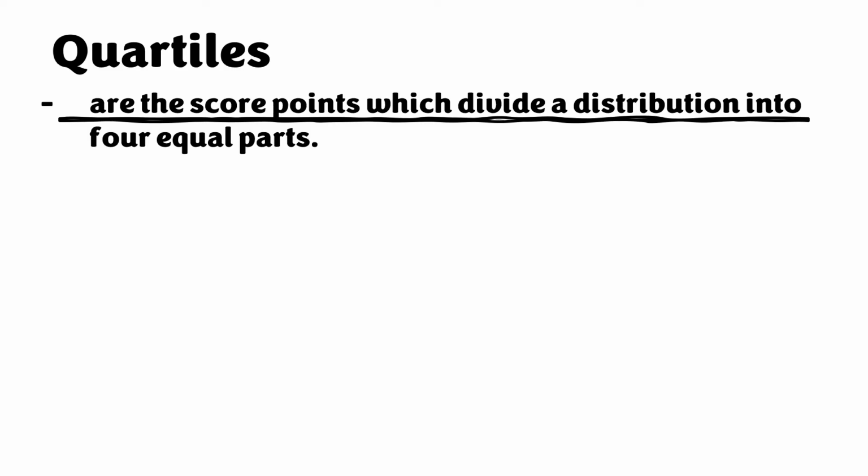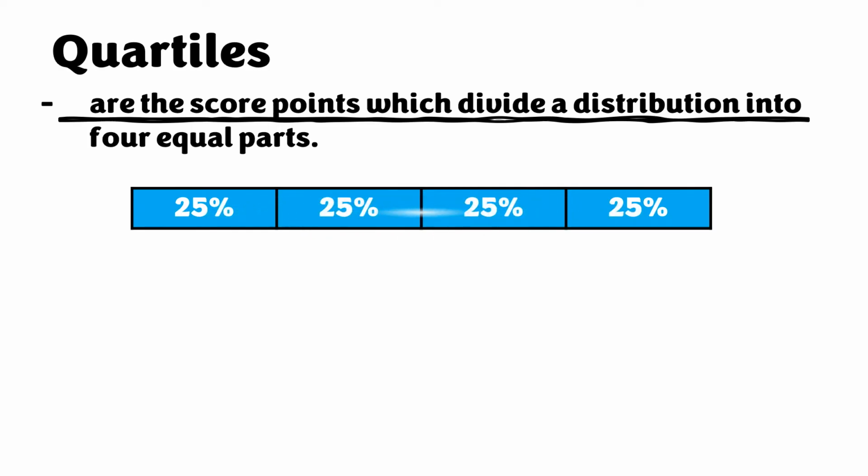In this video, we will discuss quartiles. Quartiles are the score points which divide a distribution into 4 equal parts. And this is now the illustration of quartile. So the whole is divided into 4 equal parts and each part is equal to 25%.